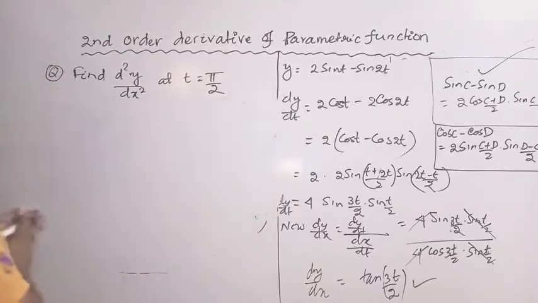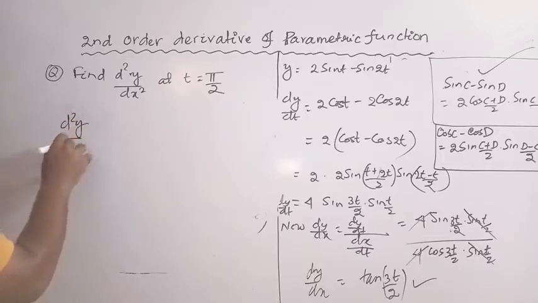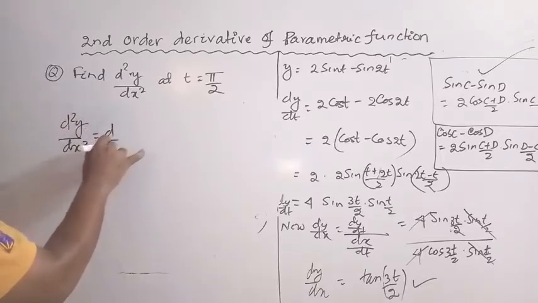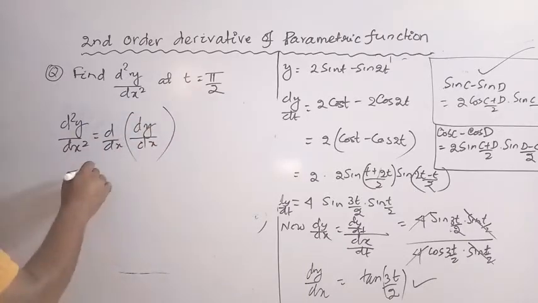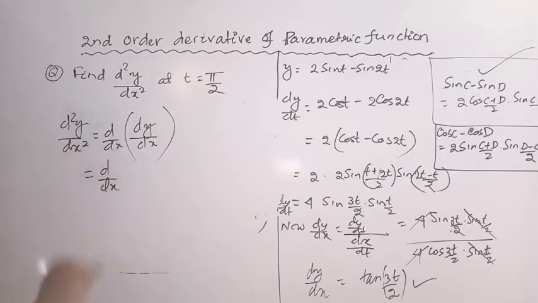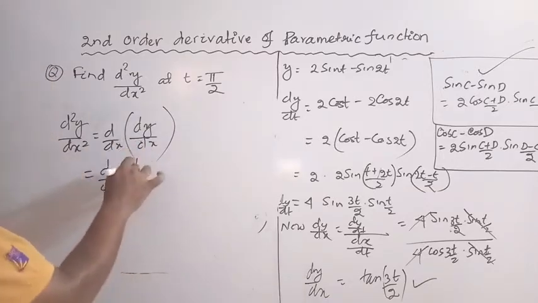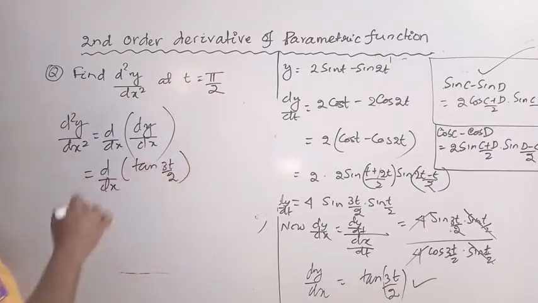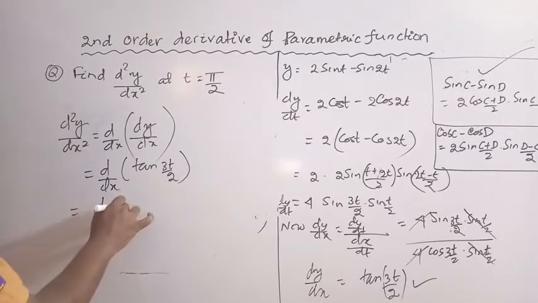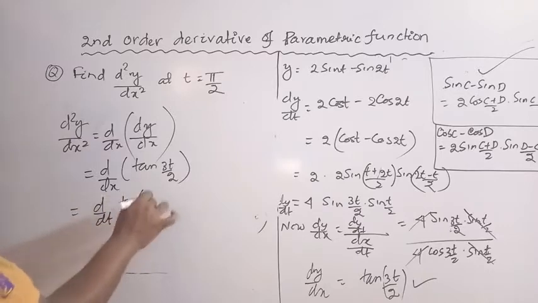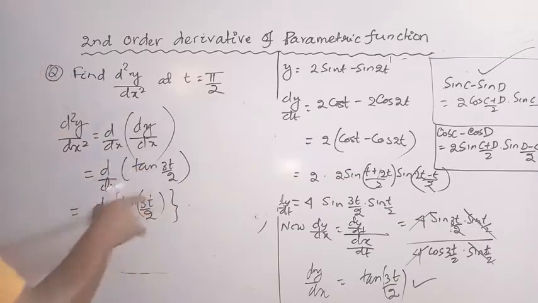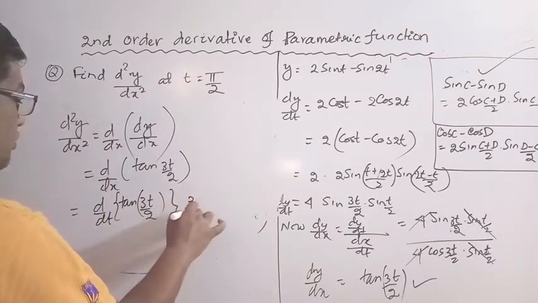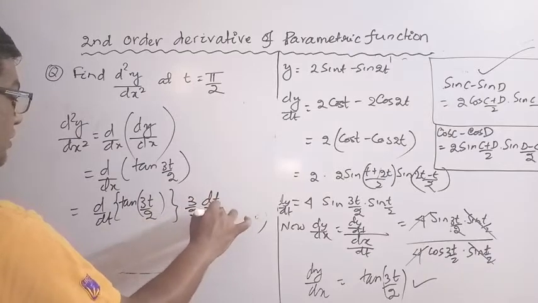d²y/dx² means d/dx of dy/dx. This is equal to what? d/dx of dy/dx, which is tan(3t/2). So differentiate with respect to t, that is d/dt of tan(3t/2), into what is the derivative of 3t/2? That is 3/2, into dt/dx.